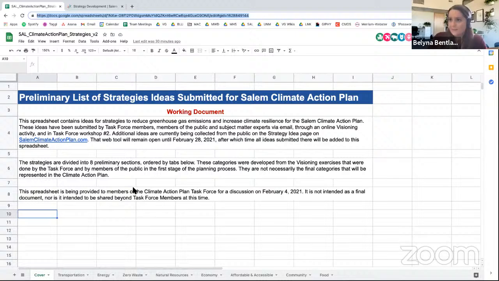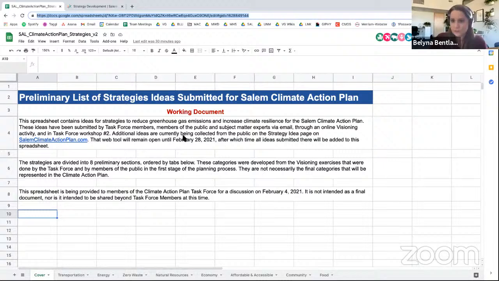So this first page of the spreadsheet is just a disclaimer that this is our working draft. Obviously not all strategies in their current form are going to be put into the climate action plan, but we wanted to share the working draft with you all to get your feedback today. And also, heads up, homework for the next workshop that we have together on February 17th: you'll be prioritizing the strategies in this spreadsheet. So you'll get to do some of that pre-work today a little bit.